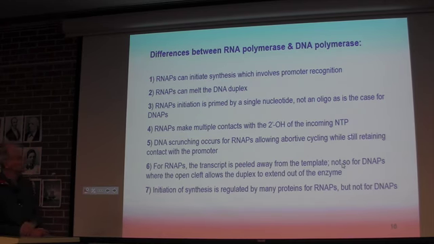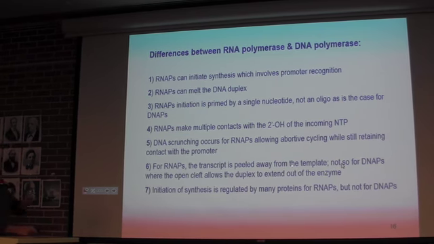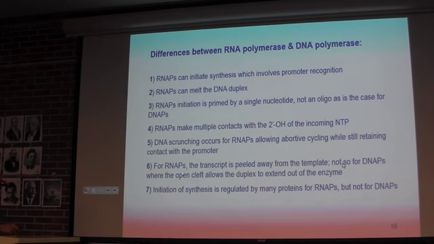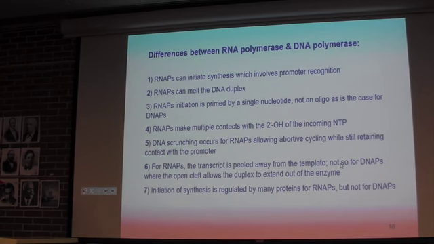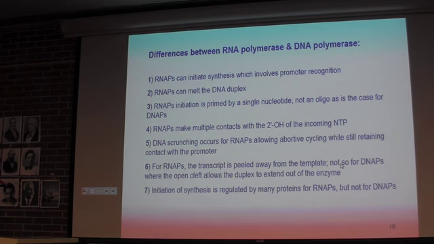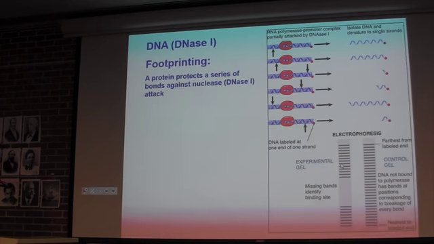DNA scrunching allows abortive cycling while the enzyme's still in contact with the promoter. For RNA polymerases, the transcript is peeled away from the template, just the opposite for DNA polymerases. In RNA synthesis, many proteins are involved in regulating the initiation, sometimes even the speed and termination, whereas DNA polymerase is only regulated at the initiation step. Get the origin all fired up, then go wide open.